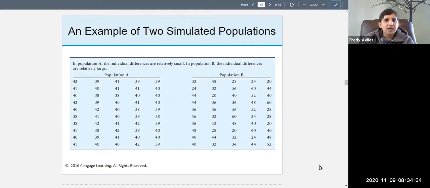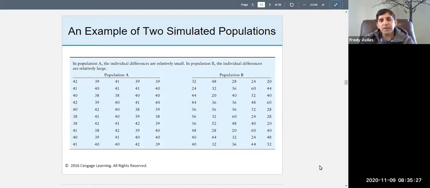And you can see that in population A, if you look at the numbers carefully, you'll see that there's very little variation among those scores. All the scores vary between, it looks like, 38 and 42. So all the scores are within that 4-point range, if I'm looking at it correctly. I know that 38 is the lowest I see and 42 seems to be the highest I see. I don't know if there's anything lower or higher than that.